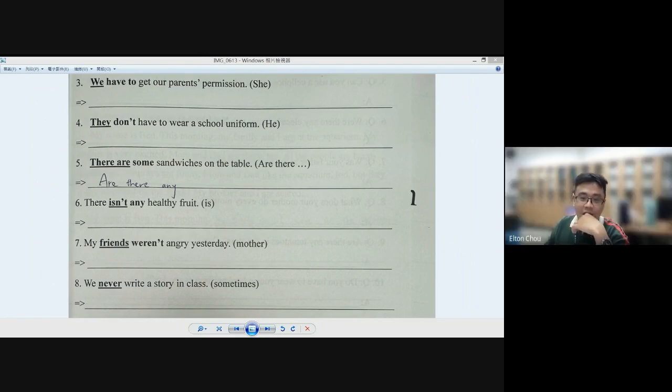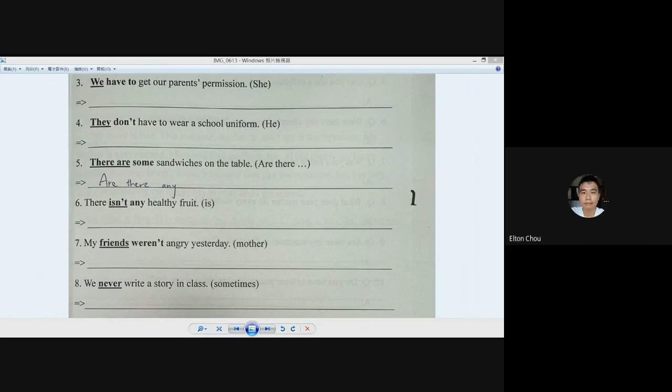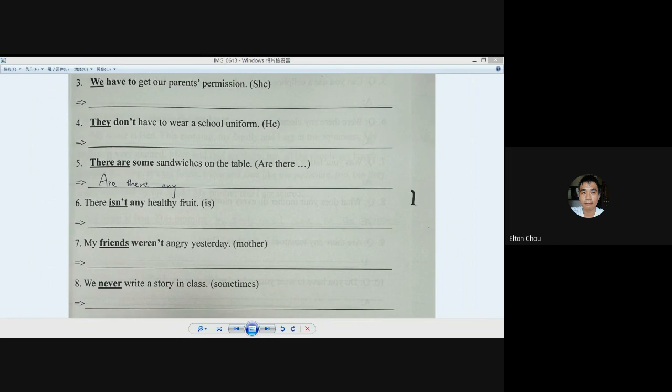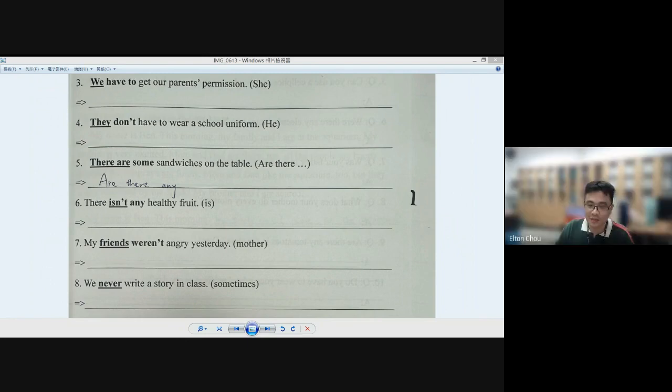There are some sandwiches. Are there any sandwiches? Very good. So there is, isn't changed to is. So there is some or any. Okay, some or any. Is it some or is it any?